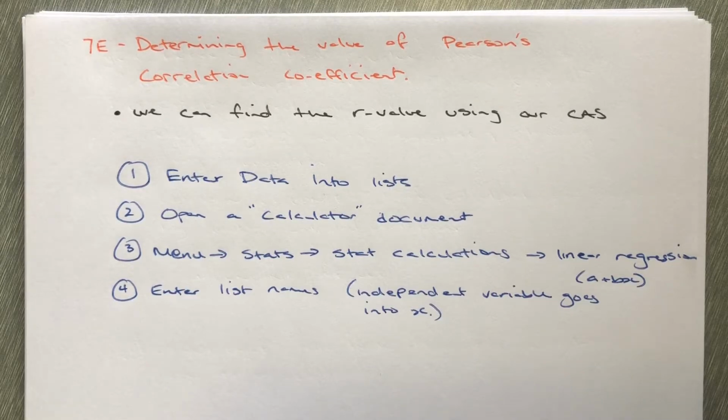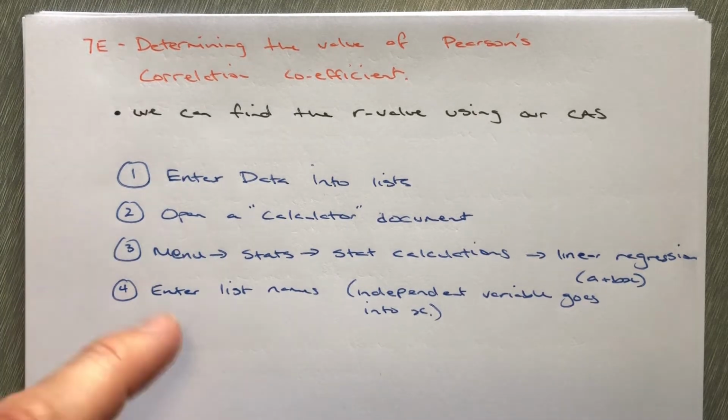Hey Year 11, so we've had a bit of a look at interpreting what R values actually mean for sets of data, but we haven't actually found out how to work out what that R value is just yet. So that's something that we can do, and we will do it using our calculator. And the steps that you need to follow to do that are listed just here.